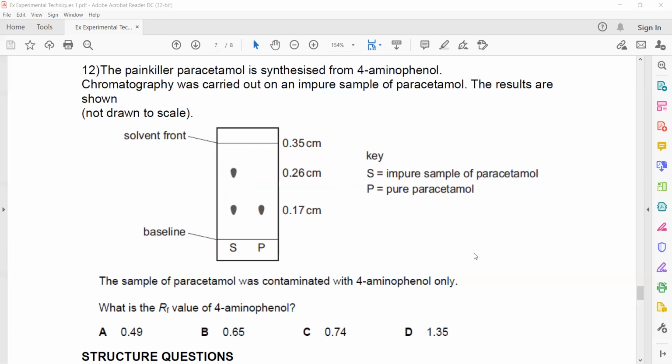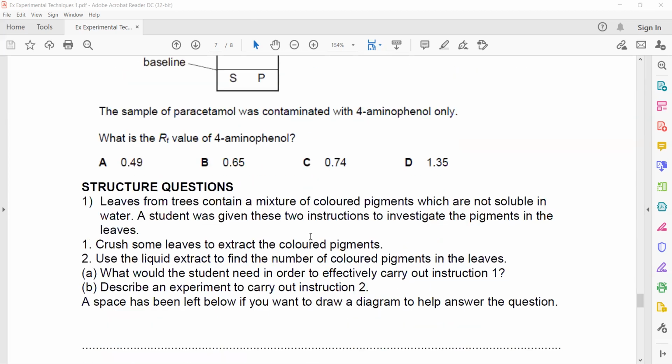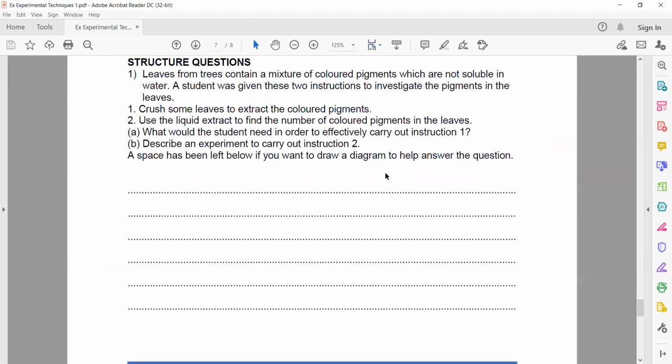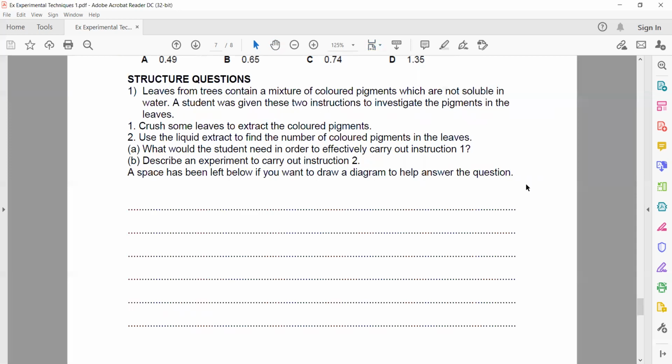Now the structure questions. Leaves from tea contain a mixture of colored pigments. So there are colored substances present in leaves which are not soluble in water, so they do not dissolve in water. For example, there's a leaf. It has colors, but it's not water soluble. A student was given two instructions to investigate the pigment in the leaf.